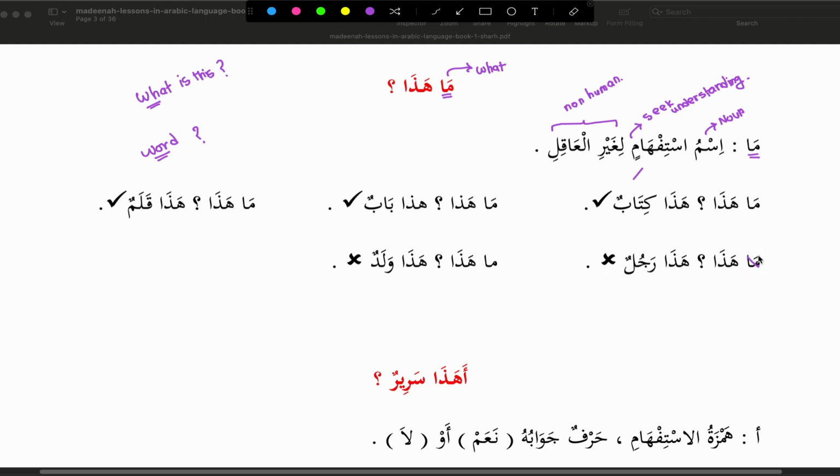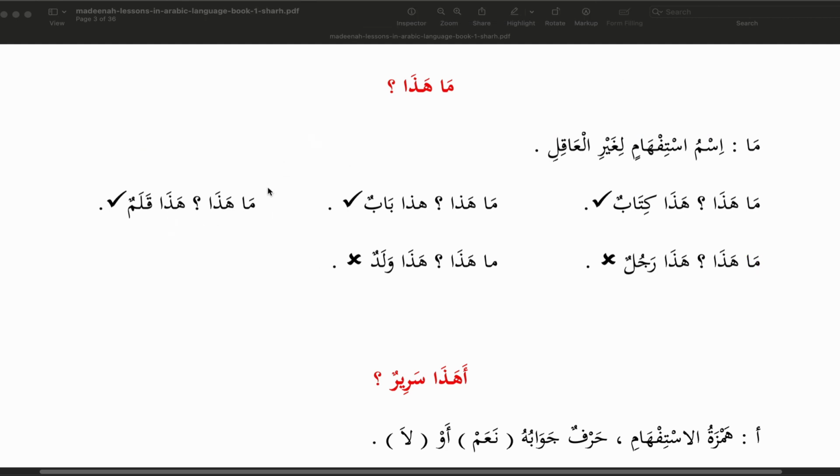We will learn this in the upcoming topics, but I'll just say it for now. Instead, the word that should be used is man haza. If you're asking about a human being, man haza rajulun, that would be correct. So ma haza, what is this? Haza babun, it's a door. Ma haza waladun, this is wrong. Ma haza qalamun, so that's the right question.